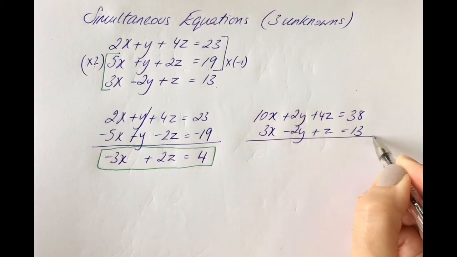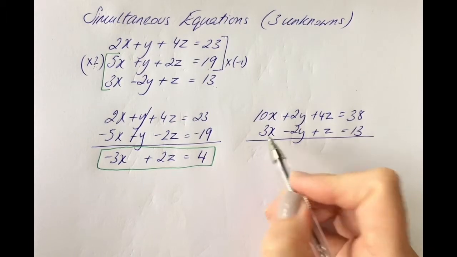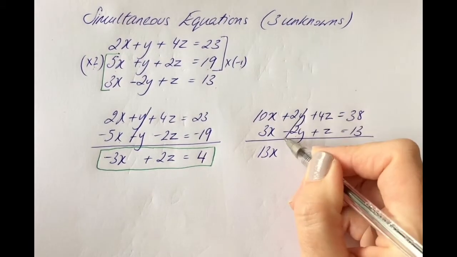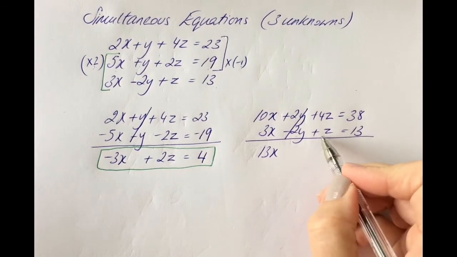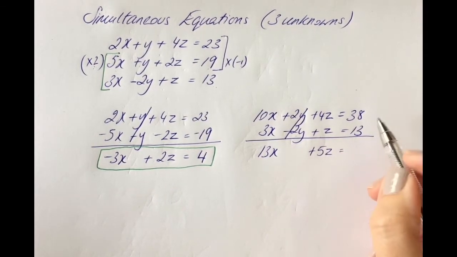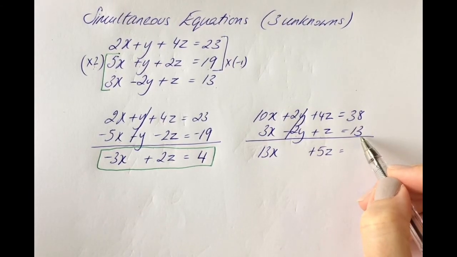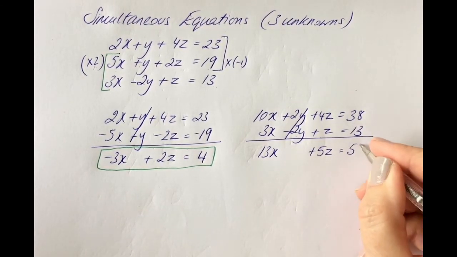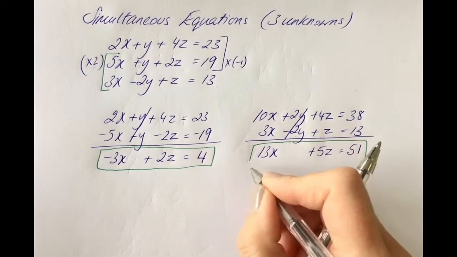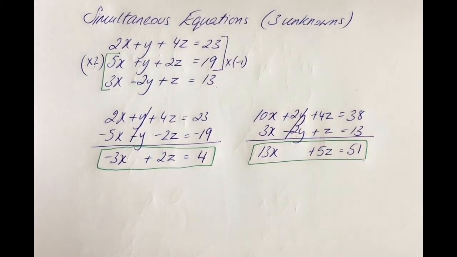And we're going to add these together. So I have 10x add 3x is 13x, 2y minus 2y cancels, which is what you want, 4z plus 1z is 5z, and we have 38 plus 13 is of course 51. And that is my second equation that I'm now going to use.